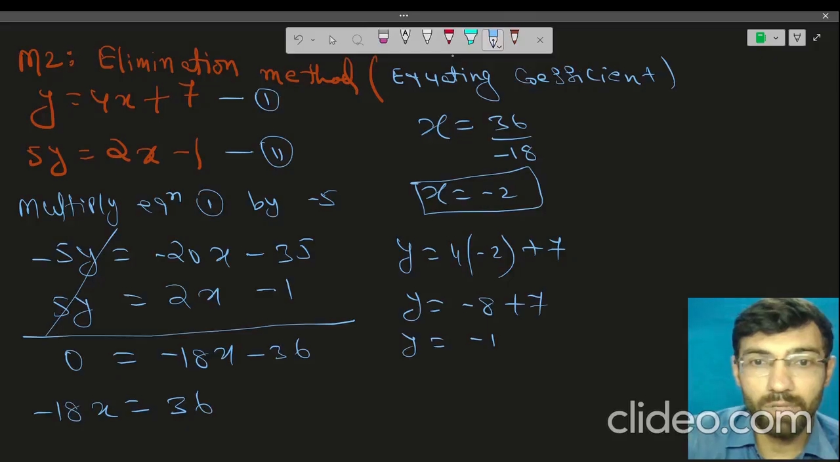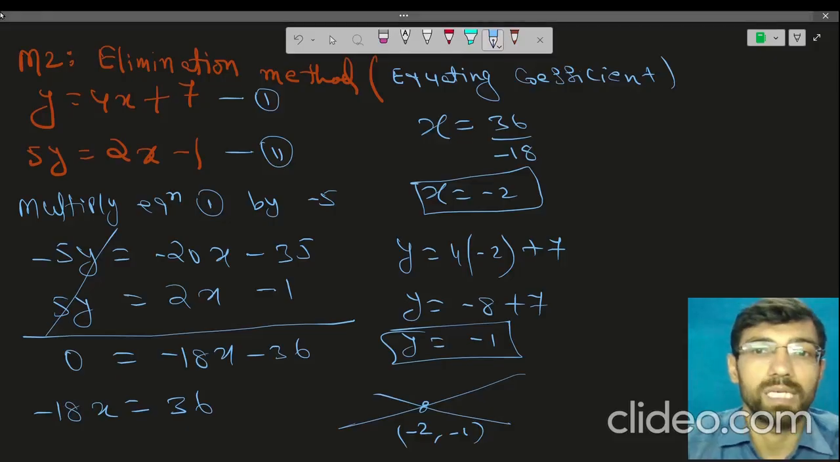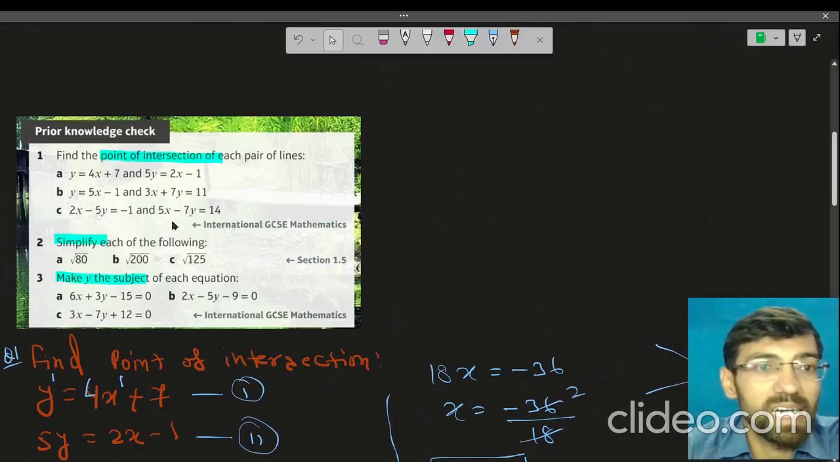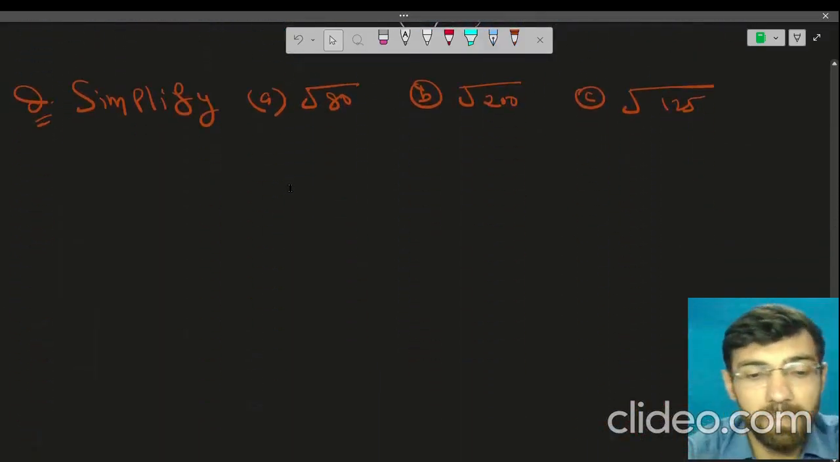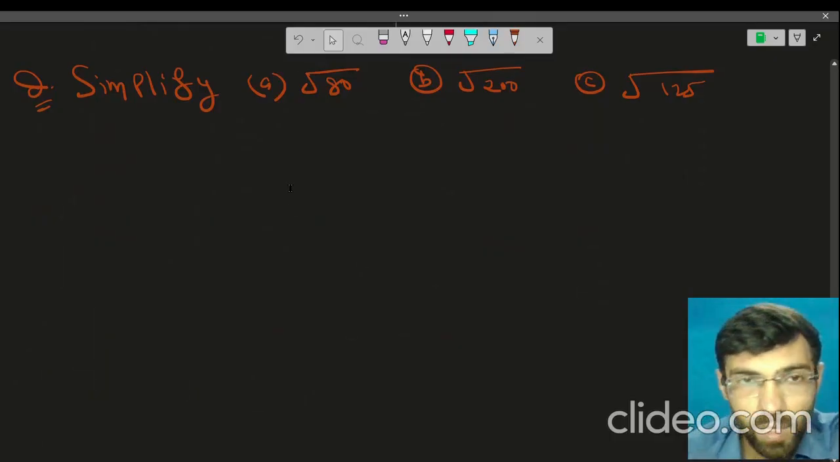So what is the point of intersection? The point of intersection of these two lines is x equals to minus 2 comma minus 1. So here this was about the prerequisite where we discussed how to find the point of intersection of two lines. Let us see the next. Okay, so the next prerequisite is simplifying square roots.